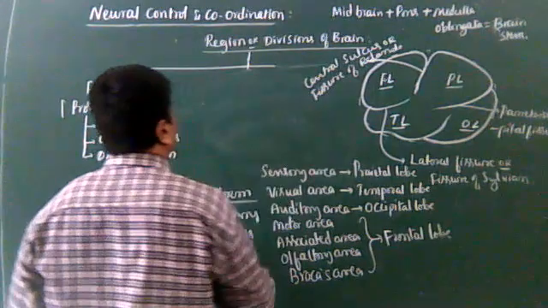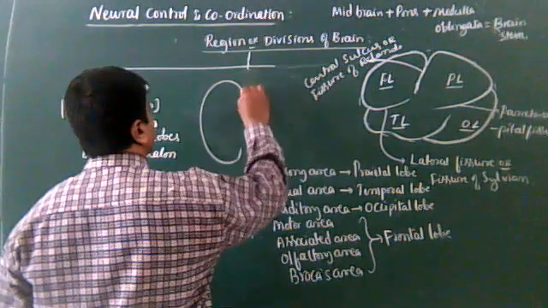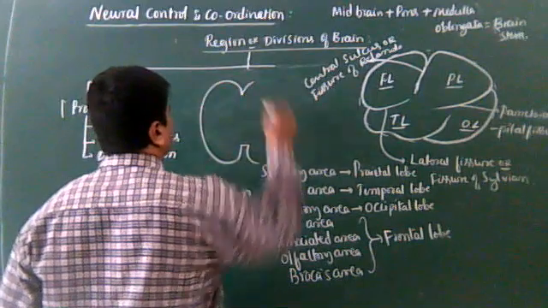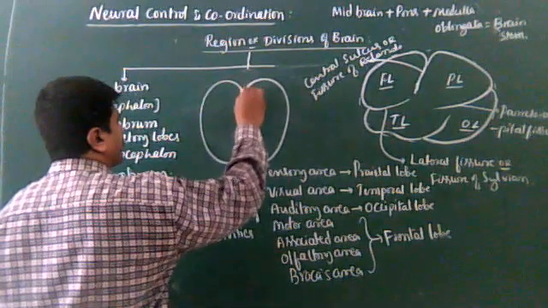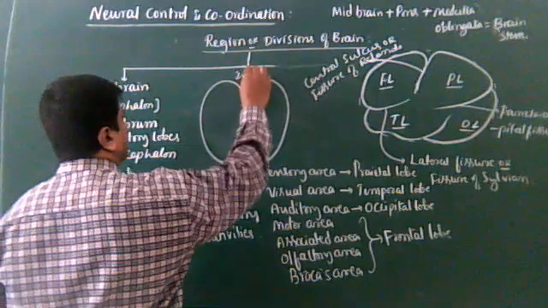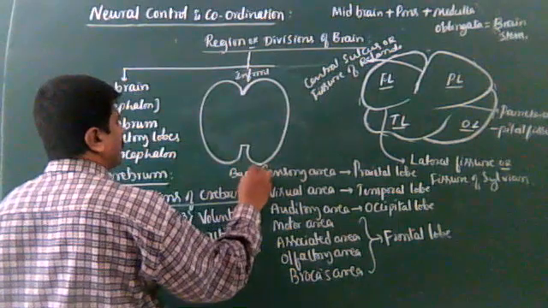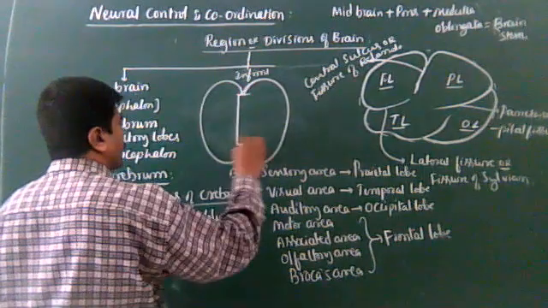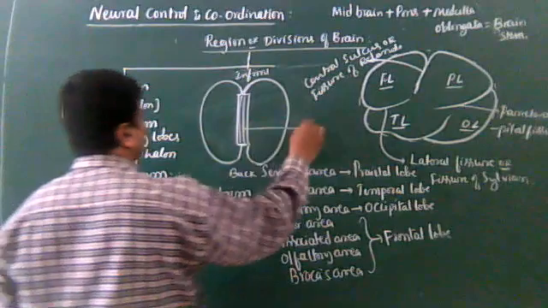Largest part of the brain. As I said, it is divided into two cerebral hemispheres by the medial longitudinal cerebral fissure. The division is complete in front and also in the back. But in the center, both are attached to one another by a thick band of medullated nerve fibers.